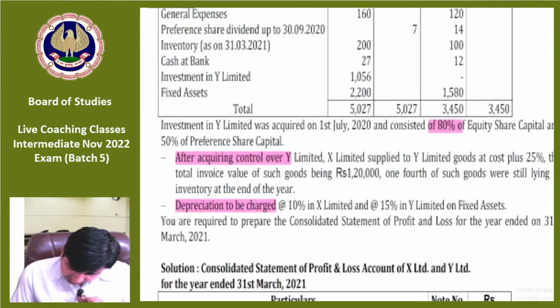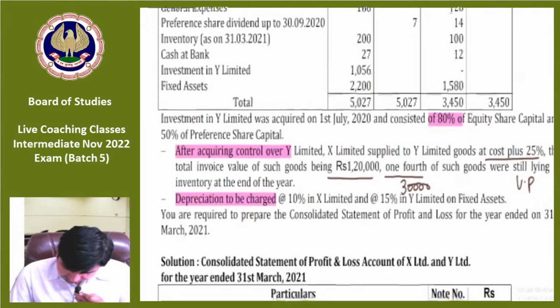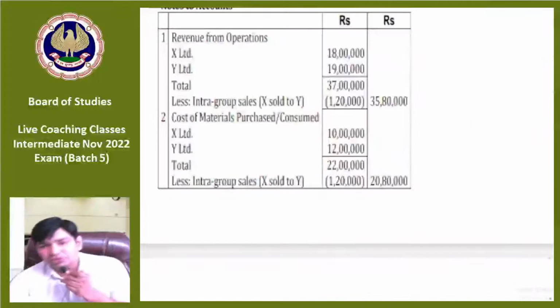This one, the unrealized profit is there. 20% is added. Out of such, 120,000 is the total. Out of such, 1/4 is the figure, that is 30,000, the stock still in the balance sheet. Okay, beta. In this way, these are the types of questions.